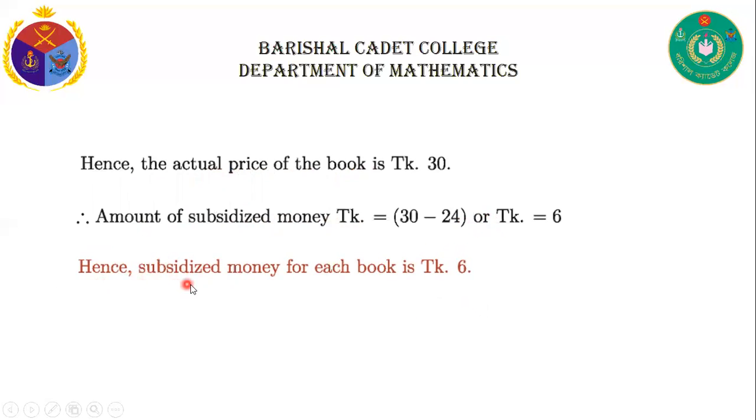So hence subsidized money for each book is taka 6.